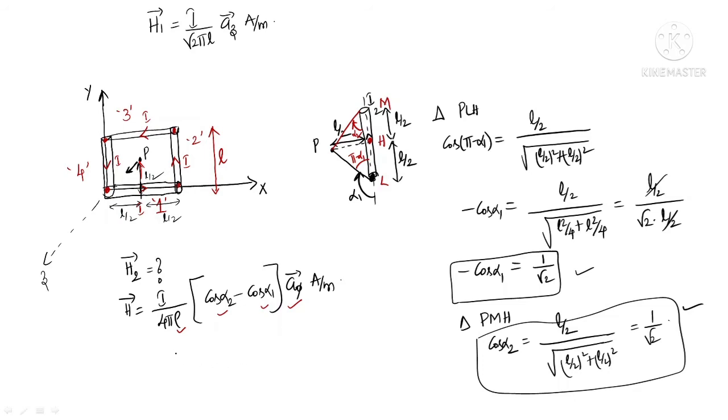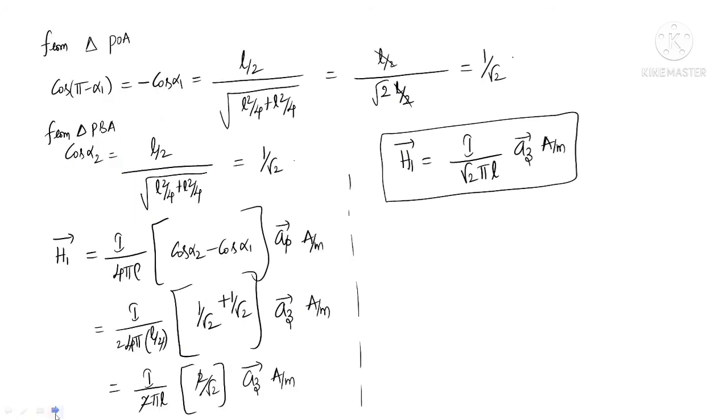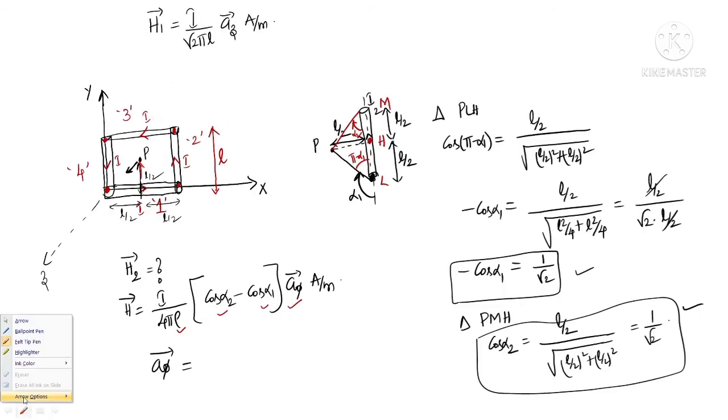Next, what is A phi bar? A phi bar is obtained by applying the right hand thumb rule. Keep your right hand thumb in the direction of current and curl your fingers up to the point P. You can observe that the curled fingers direction is away from the board or away from the paper, and it is in the positive Z direction. This is by applying the right hand thumb rule.